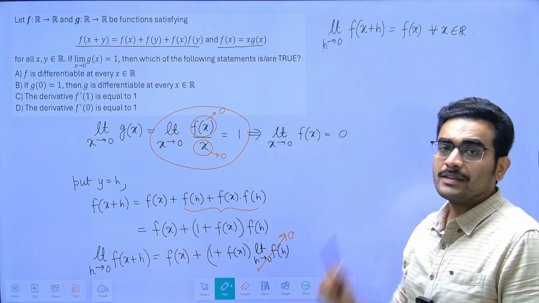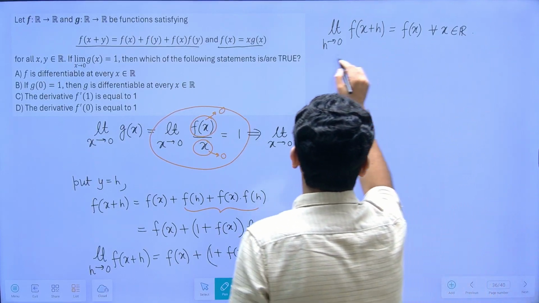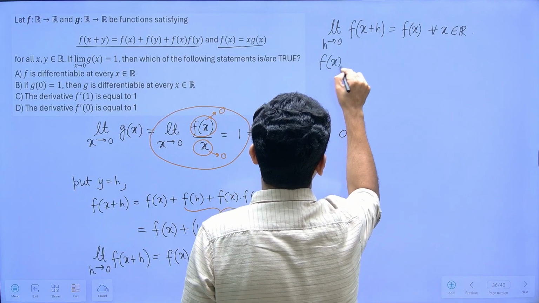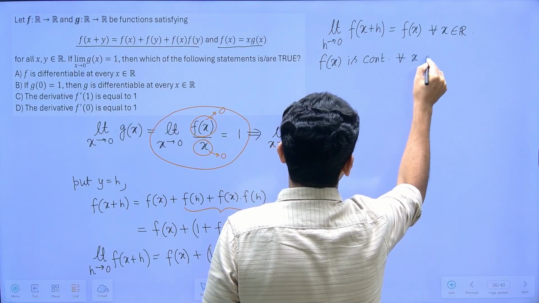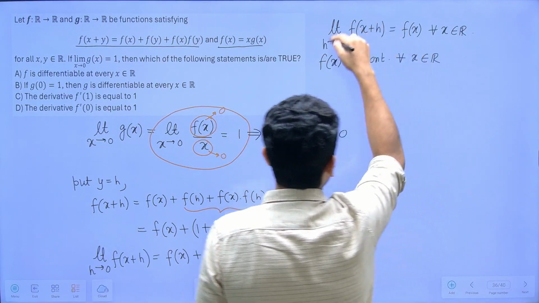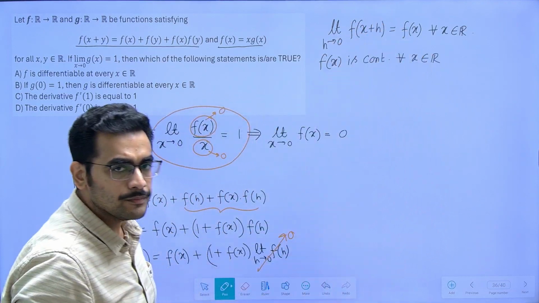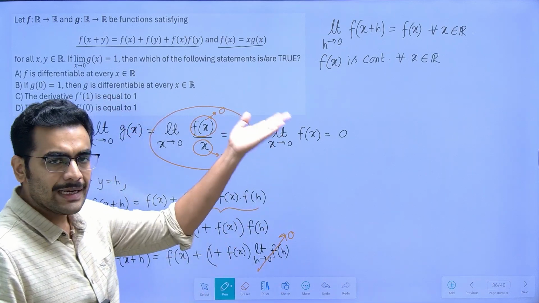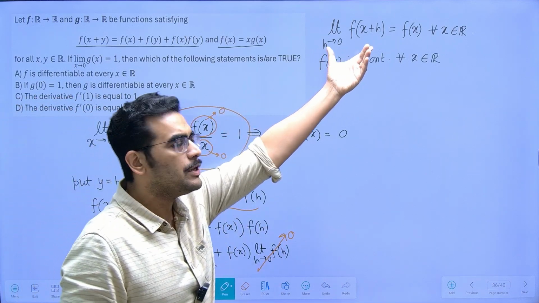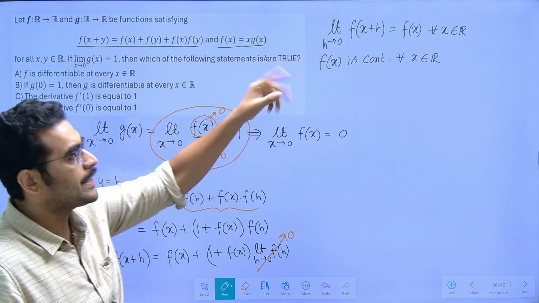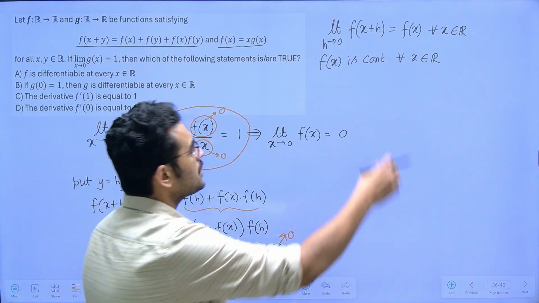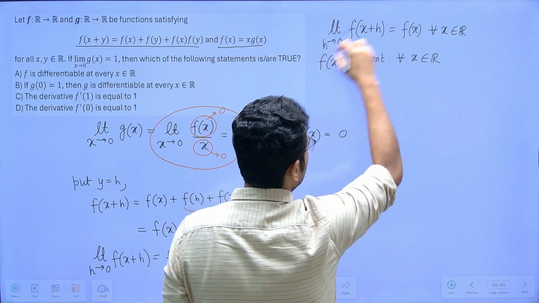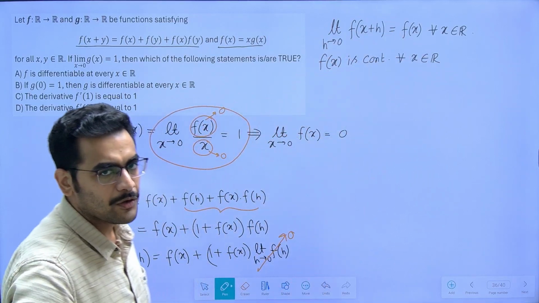And what does it mean? This means that f(x) is continuous for all x belongs to R, because what we have proved is that the limiting value is equal to the function value. Actually, we can prove LHL, RHL also, both are the same here. If we replace h by minus h, we can prove the LHL equal to the function value. It's the same thing. So the function value is equal to the limiting value. That means f(x) is continuous for all x belongs to R.